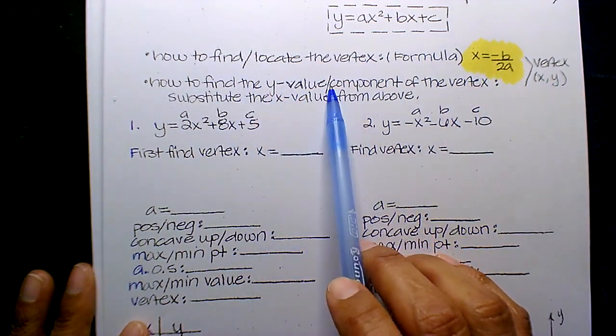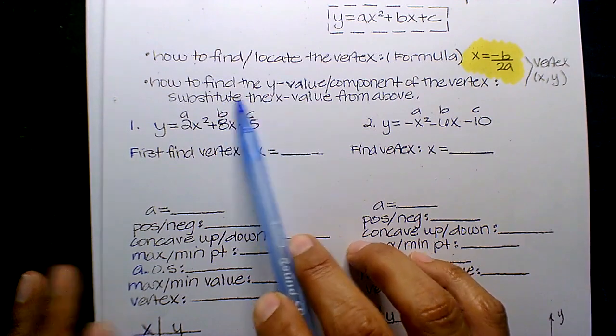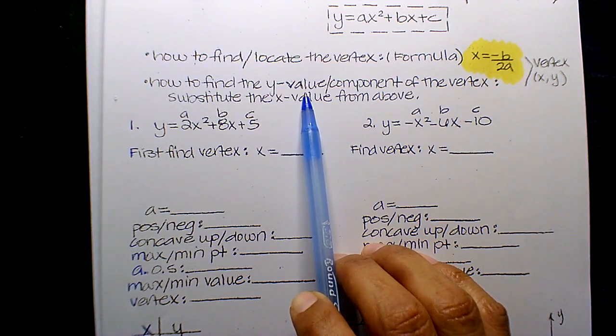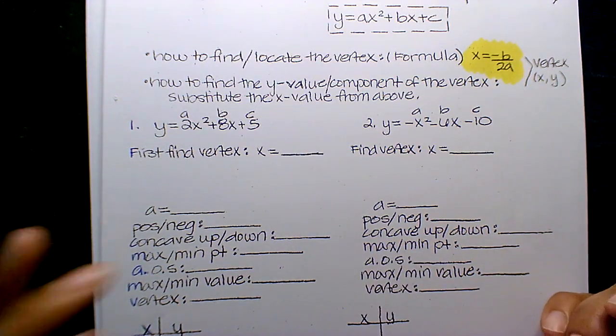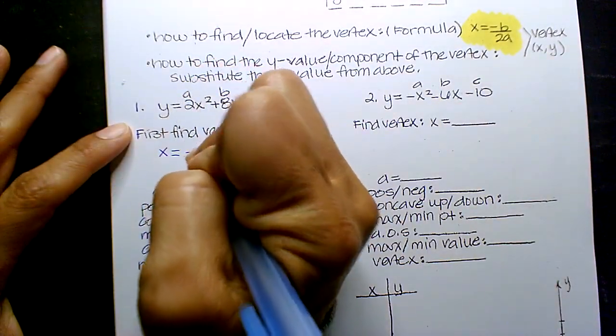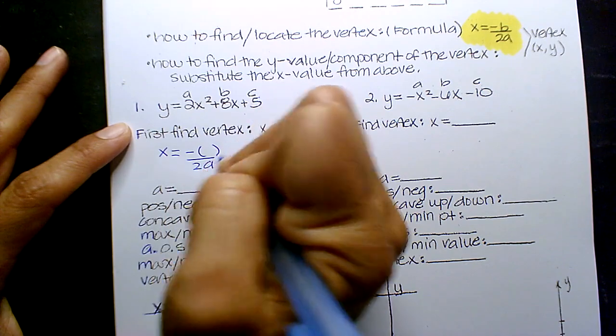How do you find the y value component of the vertex? You just substitute the x value, input, output. So you have to do work to come up with the vertex. So vertex form is so easy compared to this one, okay? All right, so what do we do? To find the vertex, it's minus b over 2a.